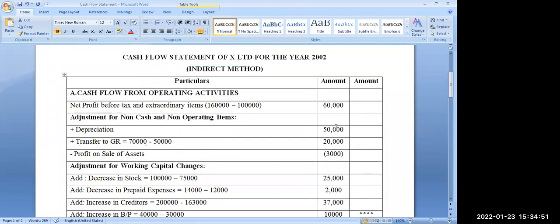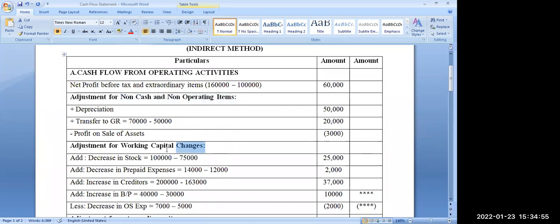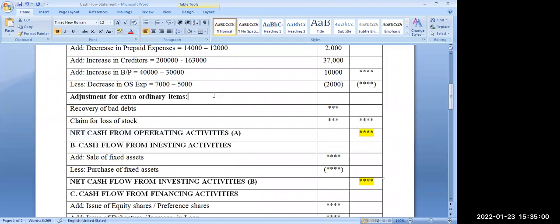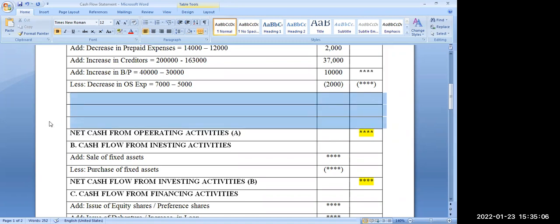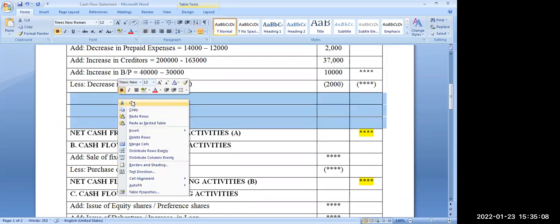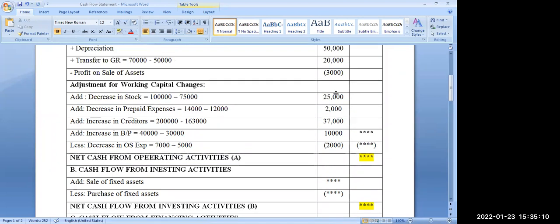That's the format. Three things we need to have a breakup. One is non-cash and non-operating items to be adjusted. Another is working capital changes to be adjusted. The third one is the extraordinary items to be adjusted. Only these three things need to be added or subtracted depending upon the case. With the plus and minus of all these things, you will get net cash flow from operating activities.